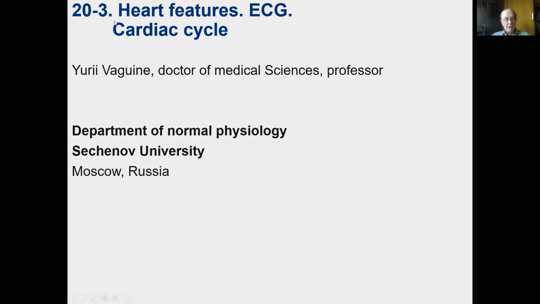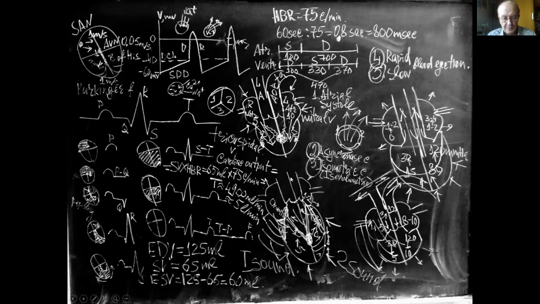This conference is devoted to the heart features, the reasons of the ECG, and the cardiac cycle. All our processes are presented in this one picture. First of all, we start with the left upper side. This is the heart and the excitation conduction in the heart.